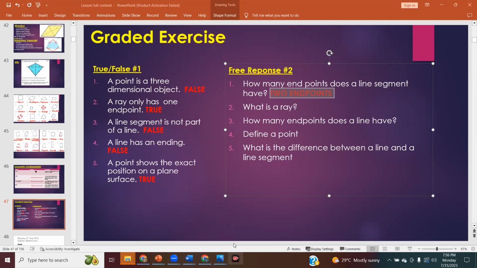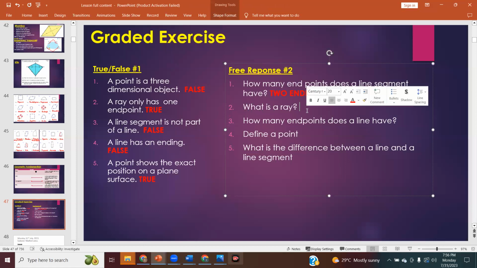Javen, what is a ray? Javen, what is a ray? Javen probably got knocked out, the electricity turned off. Julicia, what is a ray? Julicia? What is a ray?